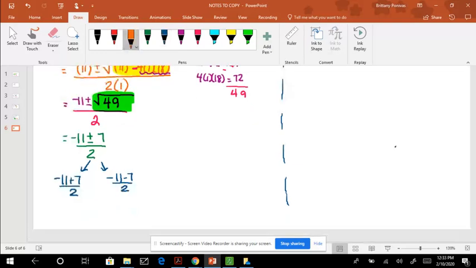You're going to do the top of the fraction first. Negative 11 plus 7 is negative 4 divided by 2. So our first answer is negative 2. Negative 11 minus 7 is negative 18 over 2. Second answer is negative 9.